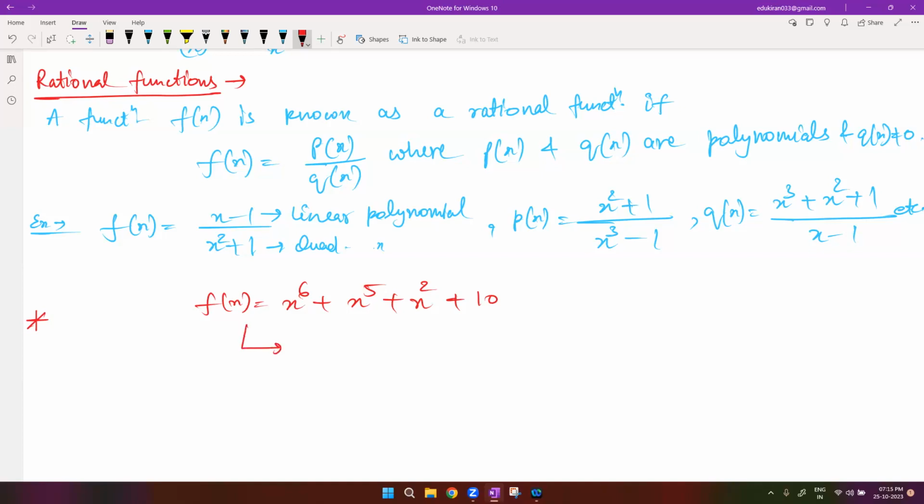This polynomial can be divided into 3 quadratic equations. If I factorize this particular polynomial of degree 6, then this will definitely be broken into 3 separate quadratic expressions. And if you multiply them, then you will get the same expression, x to the power 6 plus x to the power 5 plus x square plus 10. In fact, take any polynomial of degree 6, and that polynomial can further be broken down into multiplication of 3 quadratic expressions.